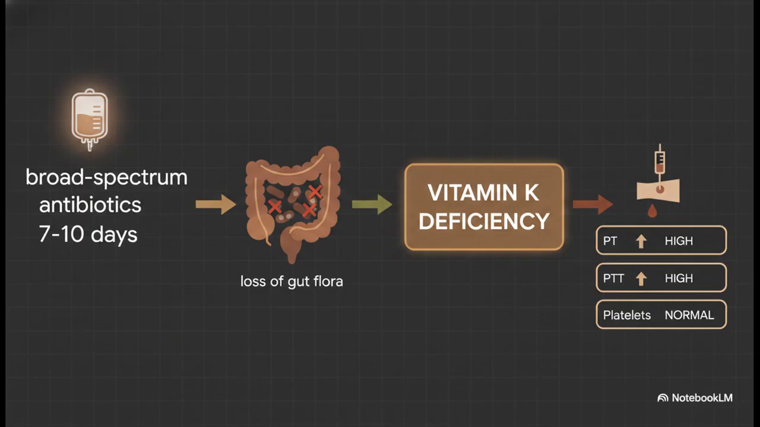Say you have an acutely ill patient with poor dietary intake who gets put on broad-spectrum antibiotics for 7 to 10 days. Those antibiotics just wipe out their gut flora, and since that flora produces vitamin K, they deplete their stores and suddenly start bleeding from IV sites. You'll see an elevated PT and PTT, but completely normal platelet counts.